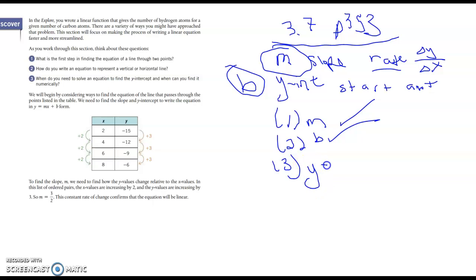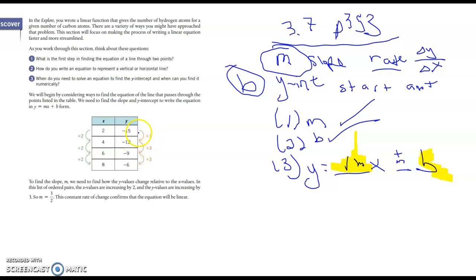So y equals fill in the blank x, and then it's either plus or minus whatever our b is, right? And so we just have to figure out what this m is, this value right there, and what our b is. And then in a sense, we're just kind of filling in the blanks here. So let's look at this example.